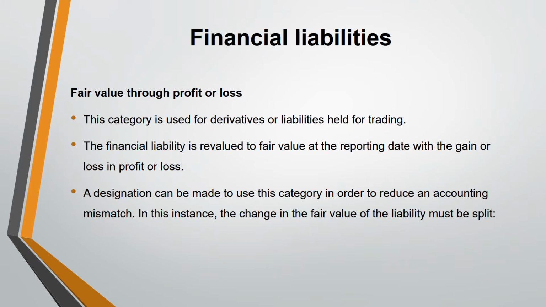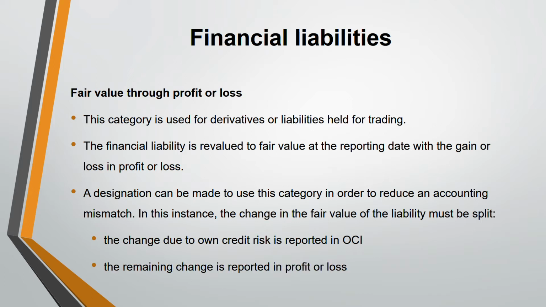But you can make a designation where you can say that you want it to go through other comprehensive income. That is also acceptable. But if you make that designation, mostly this designation is made so that an accounting mismatch is reduced. If you are making this designation, then you have to record it in two places. Number one, the change due to the own credit risk is reported in OCI.